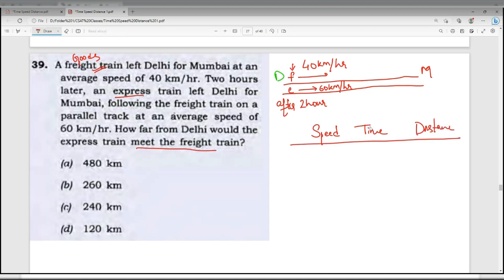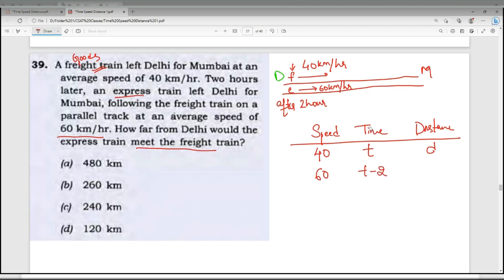So we have this express train. The goods train has an average speed of 40 kilometers per hour, and let that take t time to reach a point. We don't know the distance d. The express train, at a speed given as 60 kilometers per hour, takes t minus 2.